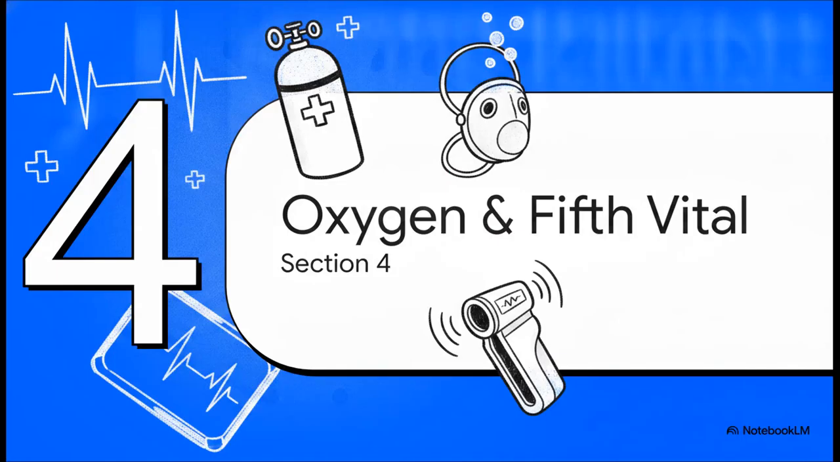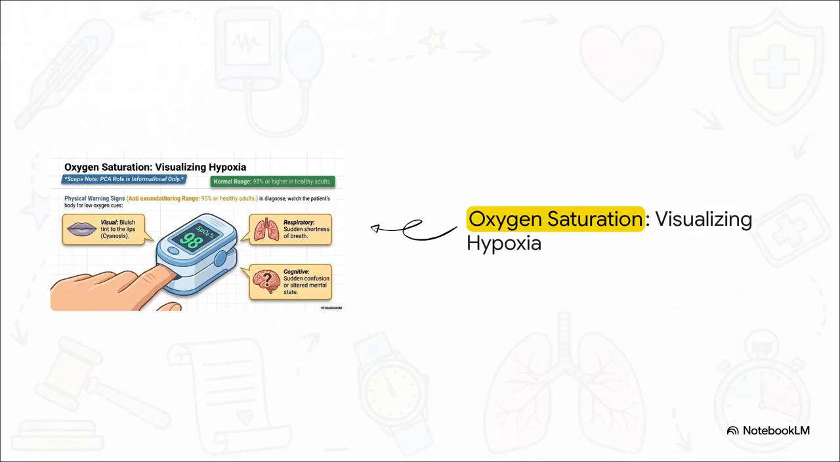We're doing great. Let's continue our bedside practical by introducing the final critical checks of our patient observation in Section 4, oxygen and the fifth vital. Just like blood pressure, measuring oxygen saturation with a pulse oximeter is informational only for your scope. A normal reading for a healthy adult is 95% or higher. But remember, the machine is just a tool. It's your physical observation of the patient that is truly critical here.